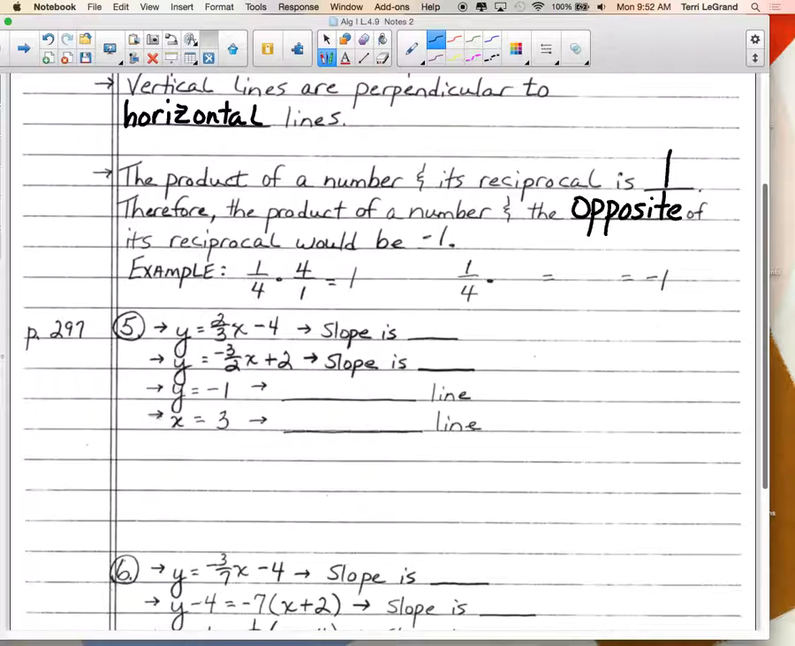Well, not always, because aren't 1 and -1 opposite reciprocals? Yes. So one doesn't have to be a fraction necessarily. But one has to be what? A negative, and the other has to be positive. So you have to have a negative slope and a positive slope when you're talking about perpendicular lines.